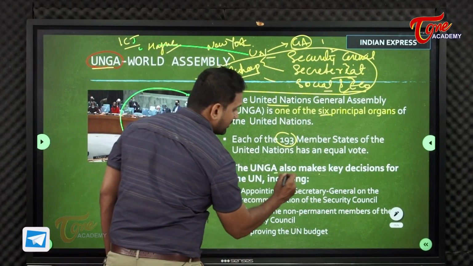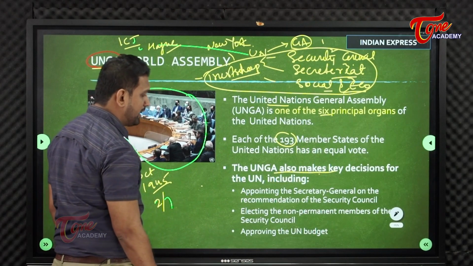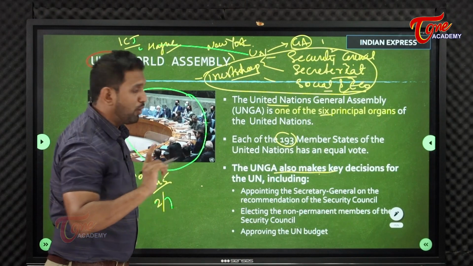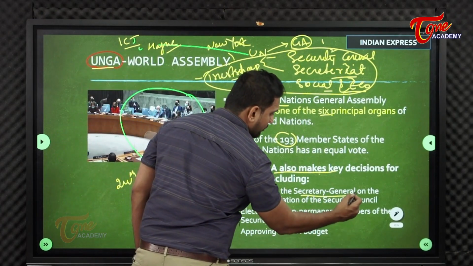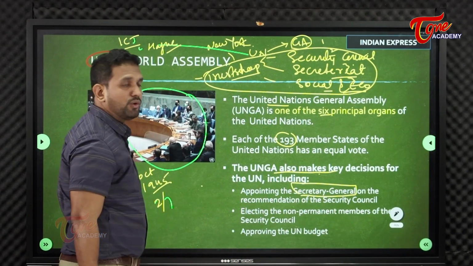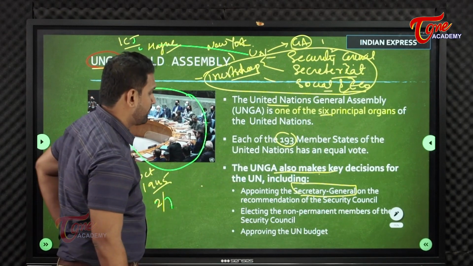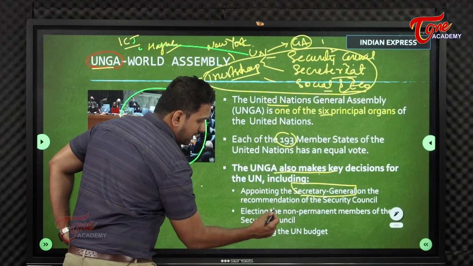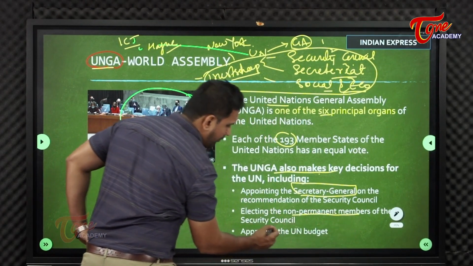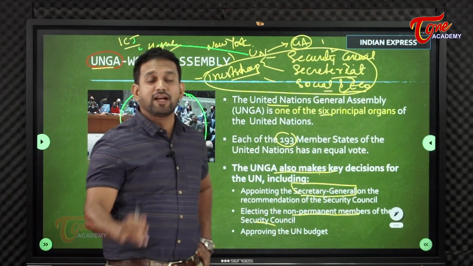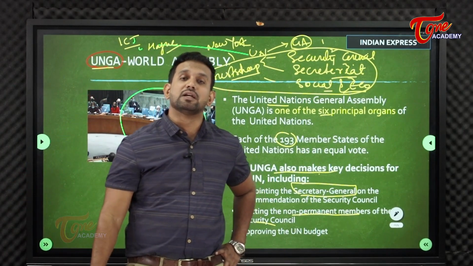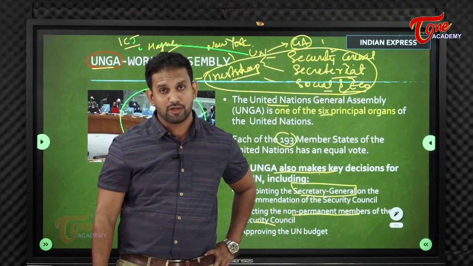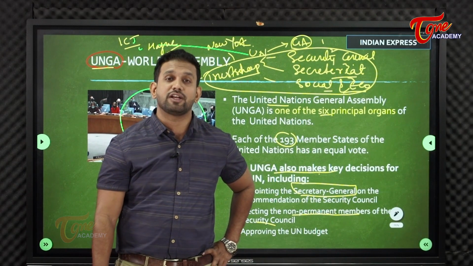The United Nations General Assembly also makes key decisions. The first one is, this total assembly will appoint a Secretary General. Yesterday I have told you who is a Secretary General. So, appointing the Secretary General. The next one is electing the non-permanent members of the Security Council. UNSC has got five important members, which are also called veto power countries. In that Russia is also one.